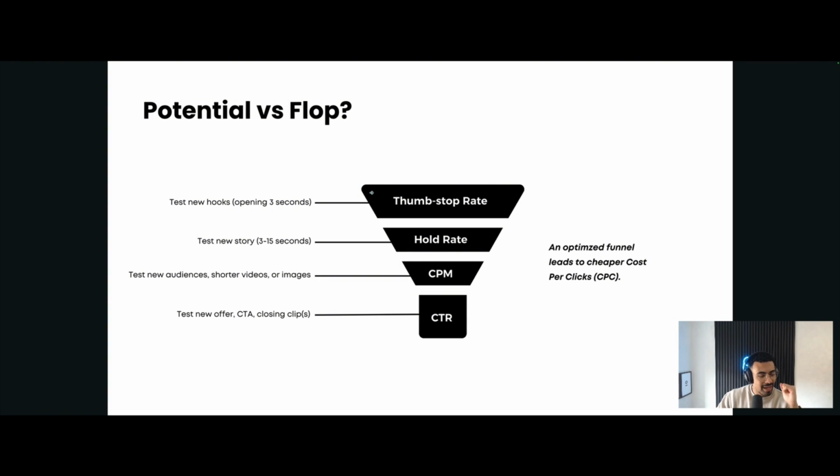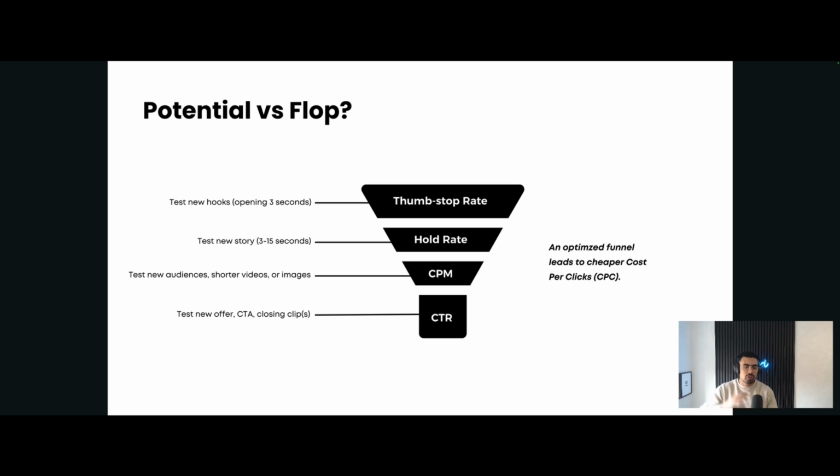Just because your ads aren't getting you the returns that you want to get from your campaigns does not mean that your UGC is a flop, okay? We might just need to optimize it. So when we look at it as a funnel, let's say we've got a 30-second video. At the top of the funnel, we have what's called thumb stop rate. So this is the percentage of people that stop to watch the first 3 seconds of your ad. So it's your hook, right?